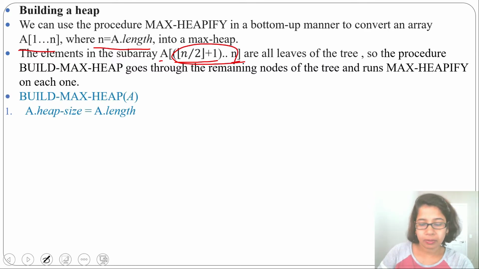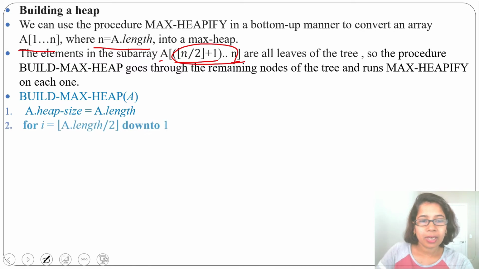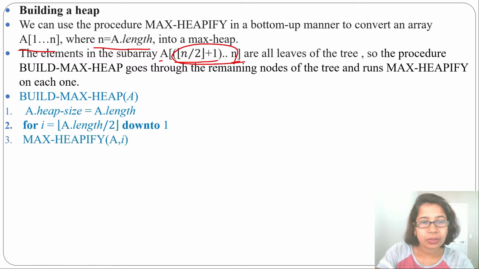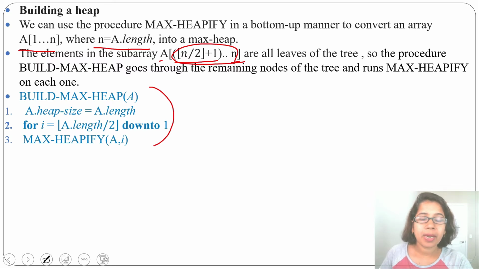Heap size equals array length. For i equals floor of array length divided by 2 down to 1, we call the MAX-HEAPIFY procedure on A and i. So this is all about the BUILD-MAX-HEAP procedure. We call MAX-HEAPIFY for i values from n divided by 2 down to 1.